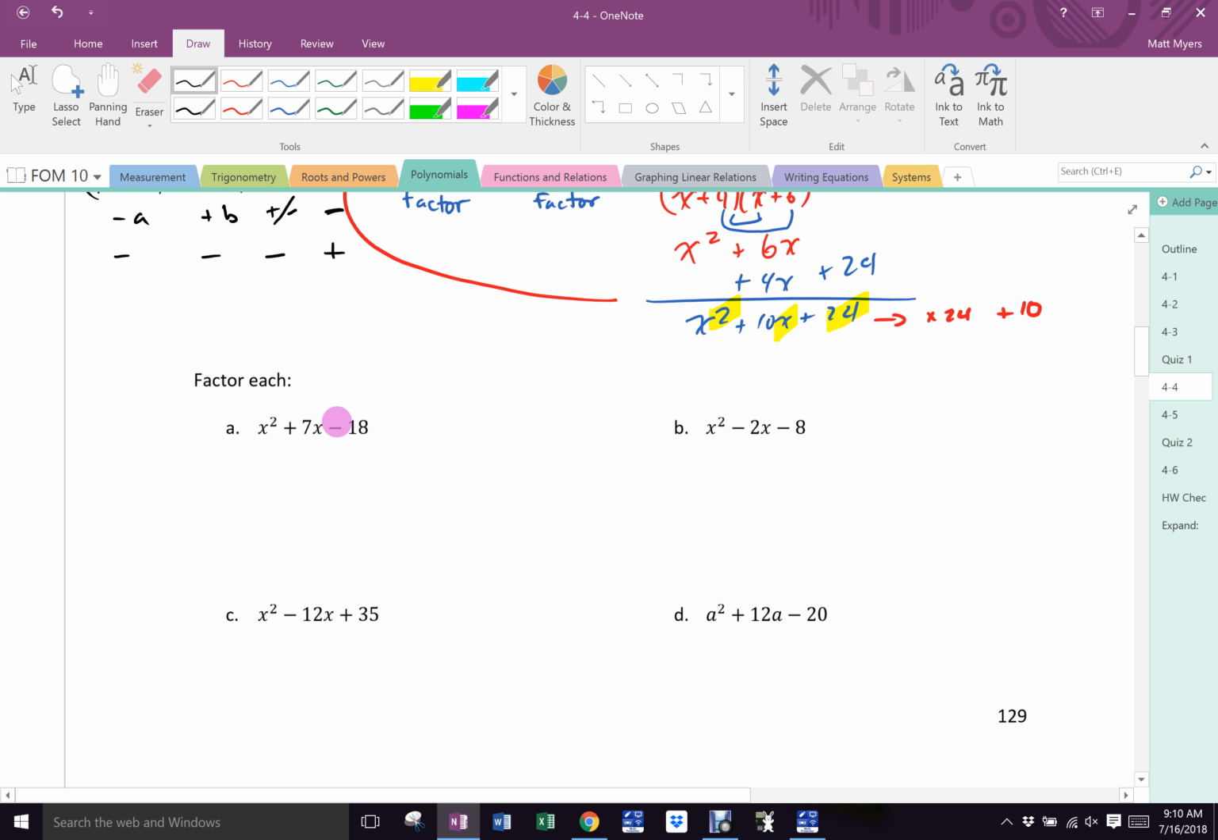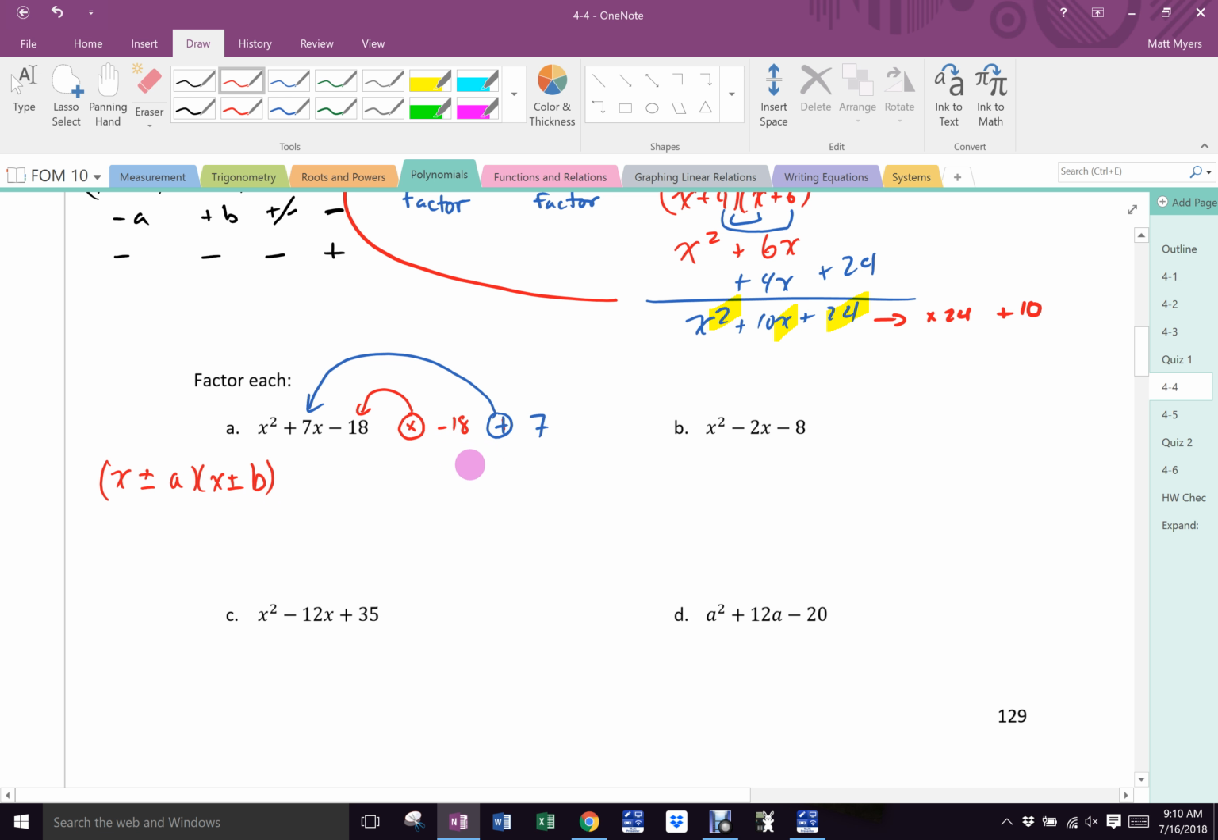So I look at this and I say to myself, all right, I know that this is going to end up looking possibly like this. Plus or minus a number and x plus or minus another number. So let's check it out. I have to multiply to that number, which is negative 18. And I have to add to that number, which is 7. So now what I got to do is I have to list numbers that will multiply to 18. Now, I only can use pairs, right? Because there's only a spot for 2 here.